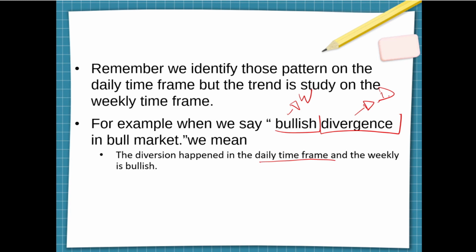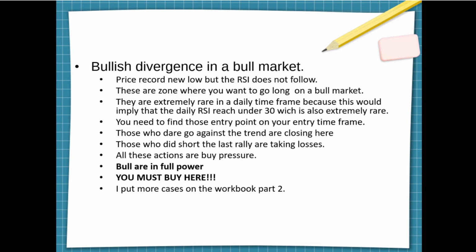If you didn't get it, just go ahead and review that stuff again. Pause the video, do it again until you get it clear. So a bullish divergence in a bull market means on the weekly time frame the trend is bullish, but the divergence happens on the daily time frame. Sometimes you can have divergences in a lower time frame. 4-hour time frame divergences are also good, but this is a part 3 discussion.